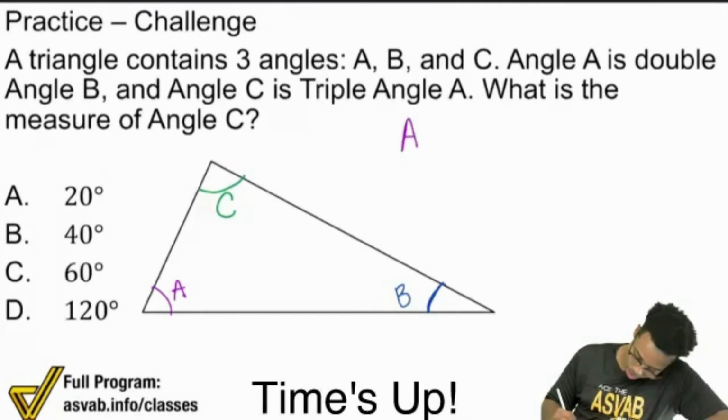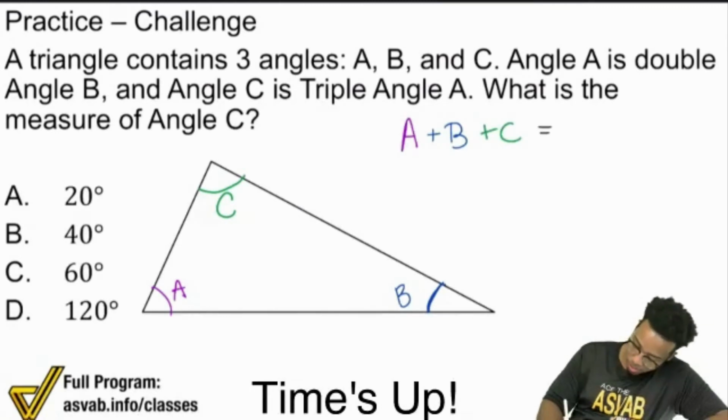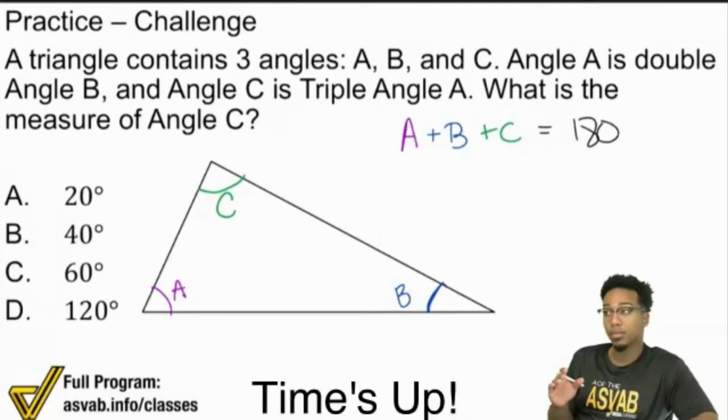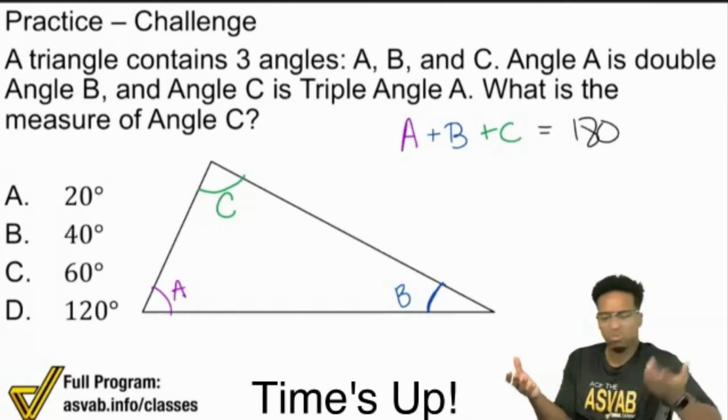So angle A, angle B, and angle C, they all have to add up to 180. All right, cool. So let's see if we can bring about some more facts about the situation and use them to our advantage. Let's try it out here.